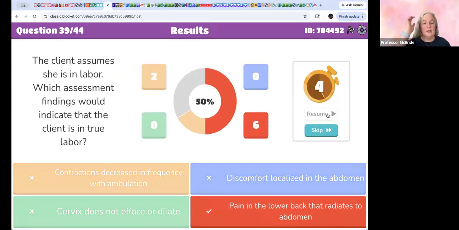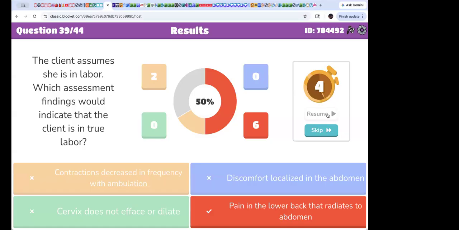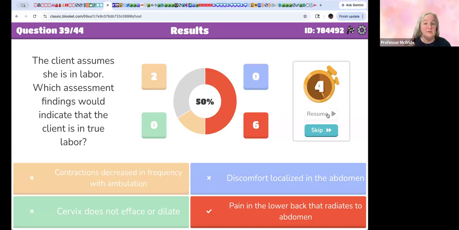Okay, so how will I actually know for sure she's in labor? The assessment of the cervix. The cervix doesn't lie. The cervix is either changing or it isn't. That's really how I know she's in labor, if the cervix is changing.